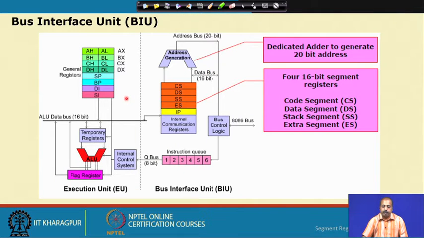In this bus interface unit, to be more specific, there are some 16-bit registers: CS, DS, SS and ES. They are called segment registers: code segment register, data segment register, stack segment register and extra segment register. We will look into their functionalities shortly. And there is another 16-bit register, the instruction pointer or IP. This IP is similar to the program counter that we have in 8085.